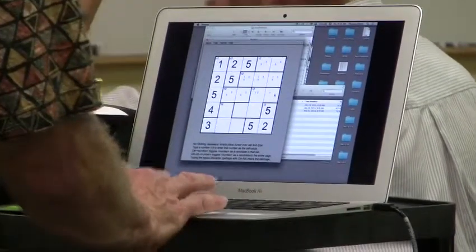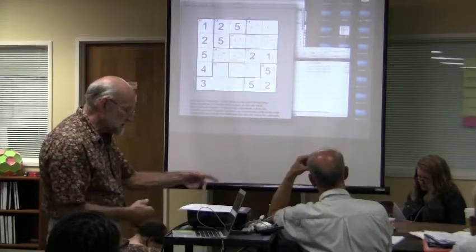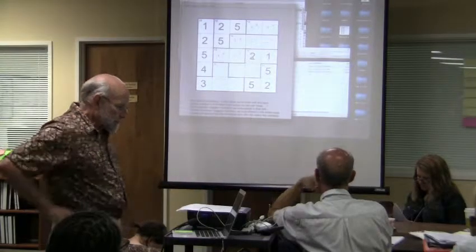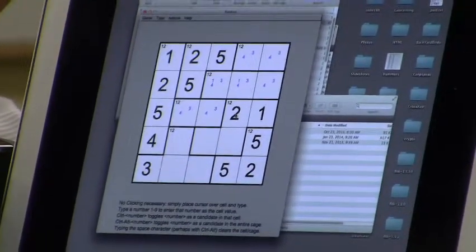And now that 2 gives us a free 1 here. It gives us a 2 here. I'm just doing this by elimination, right? Nothing else for free. But okay, fine.